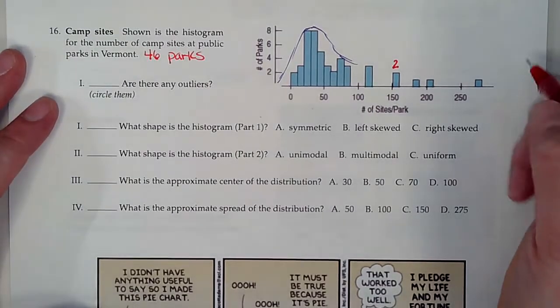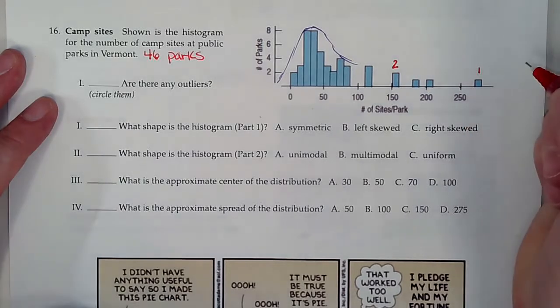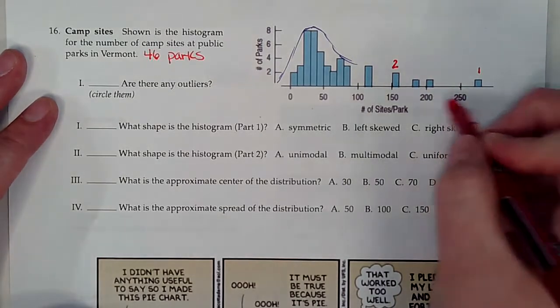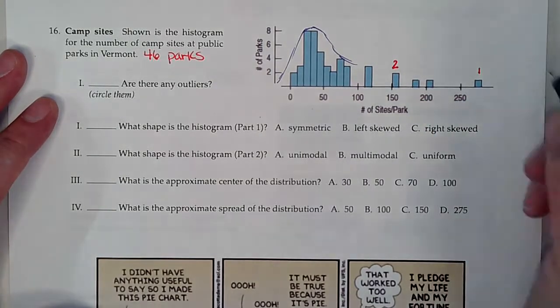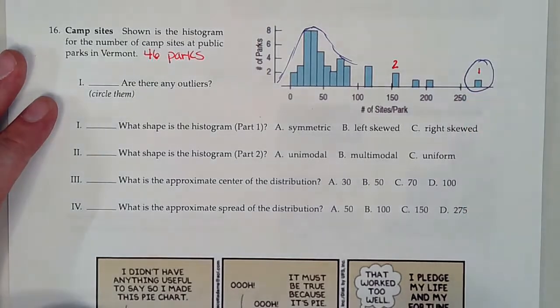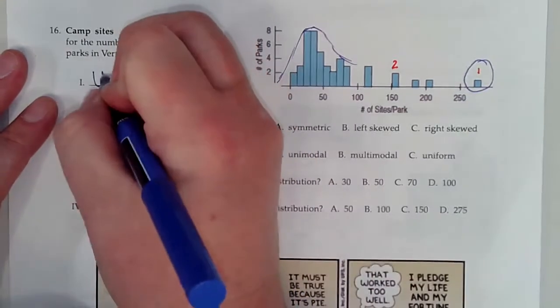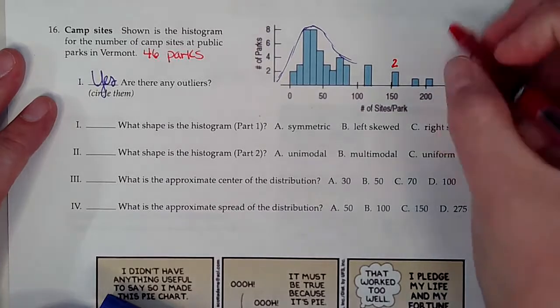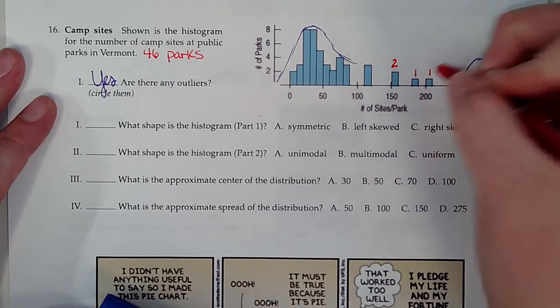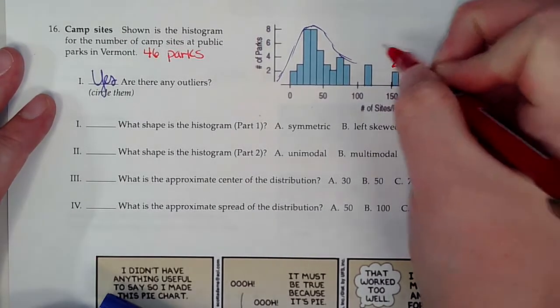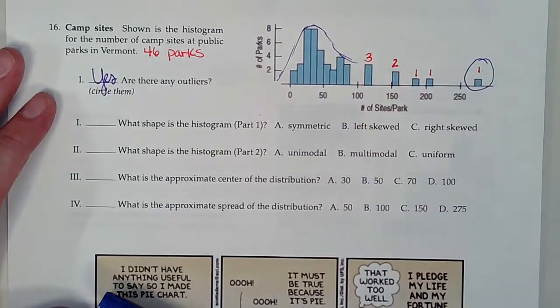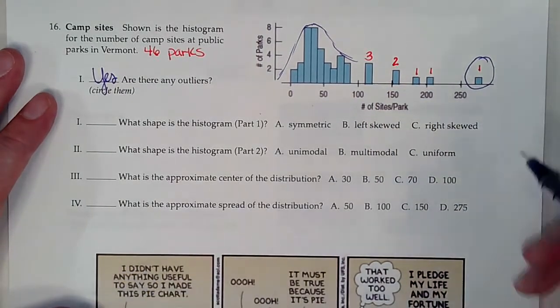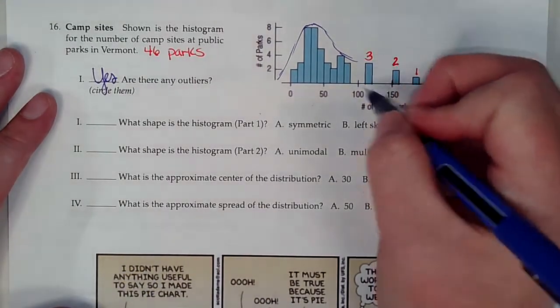So I start all the way on the right. This bar here has a height of 1, and it's really far away from the next closest bar. So this is definitely an outlier. So yes, there's at least 1 outlier. These next 2 closest bars each have a height of 1 as well. This one we already identified as 2. This one's a 3.